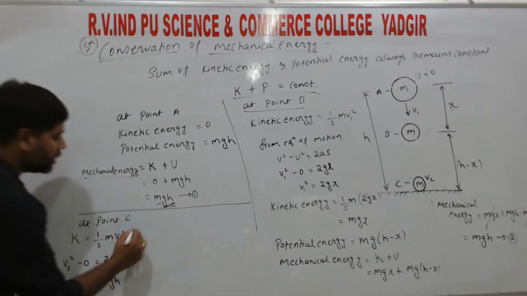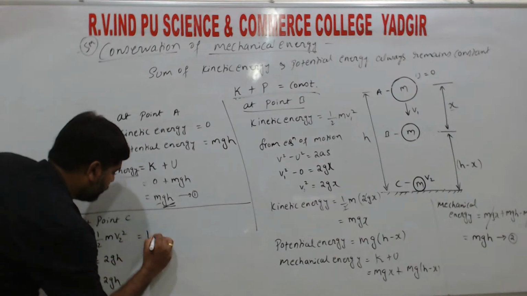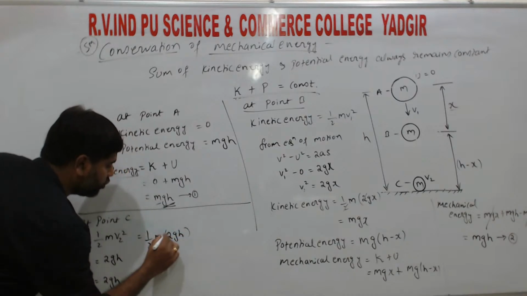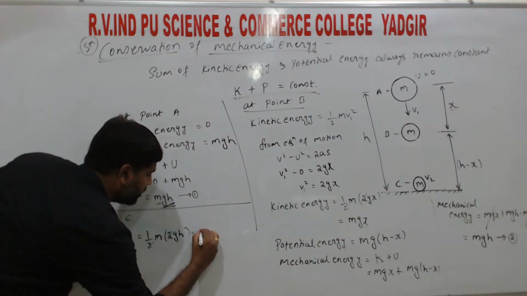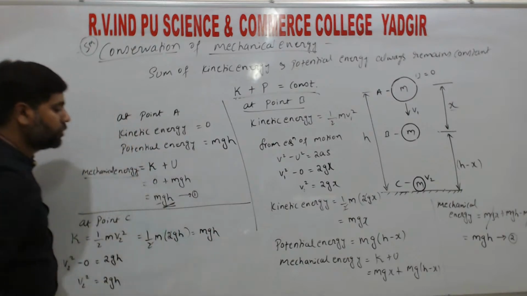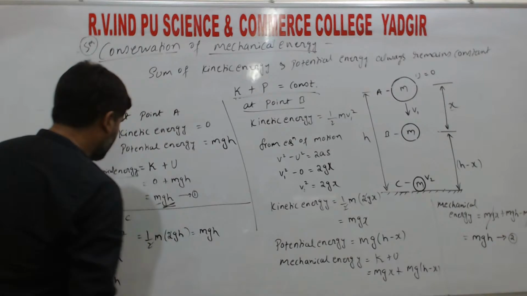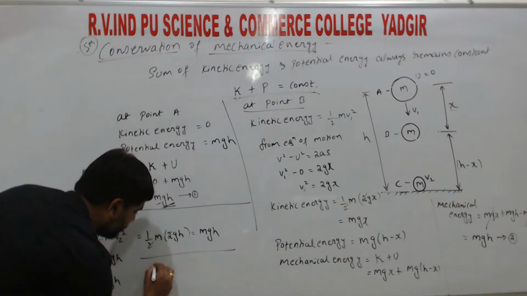So substituting into the kinetic energy, half m times 2gh. So the 2 cancels, and we get mgh. So the kinetic energy is mgh, right? So next, potential energy.